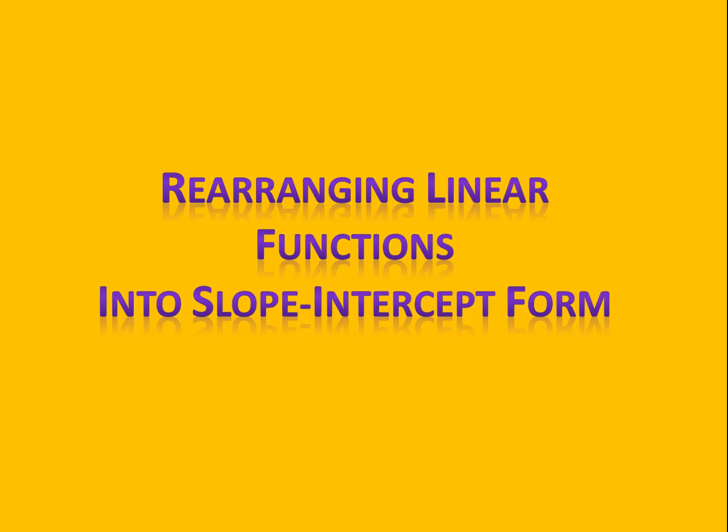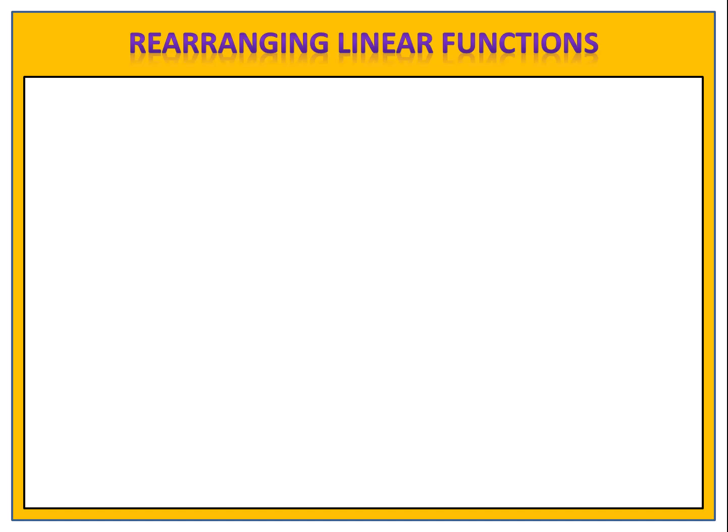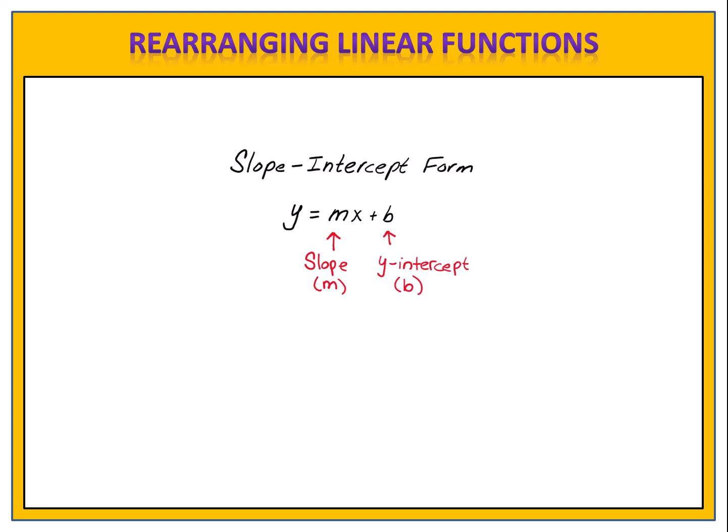In this lesson, we're going to learn how to rearrange linear functions into slope-intercept form. Slope-intercept form is the layout for a linear equation that mathematicians often like to use. The format is y equals mx plus b, and when in this form, we can see that the m value represents the slope or the steepness of the line, and the b represents the y-intercept.